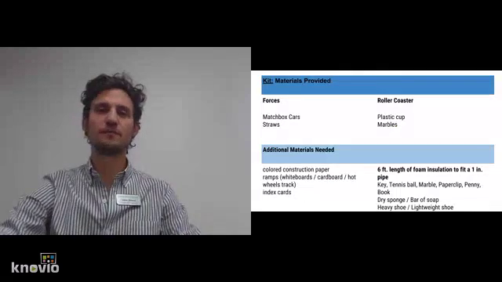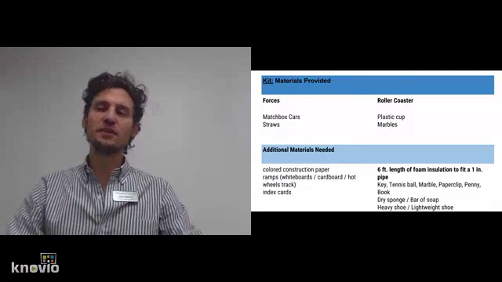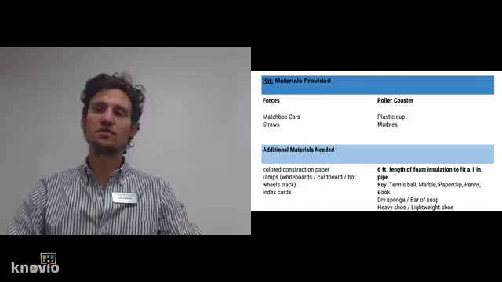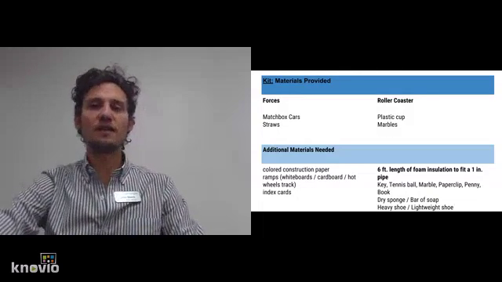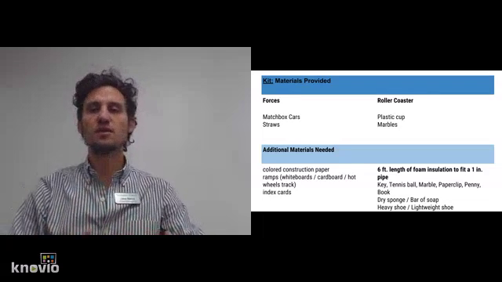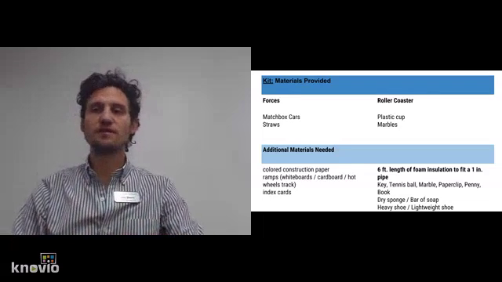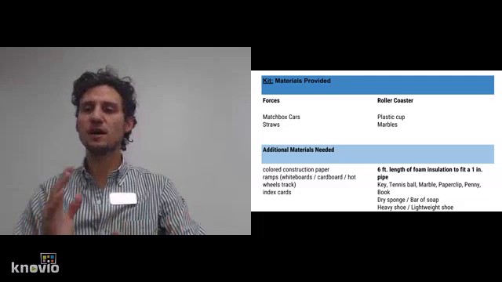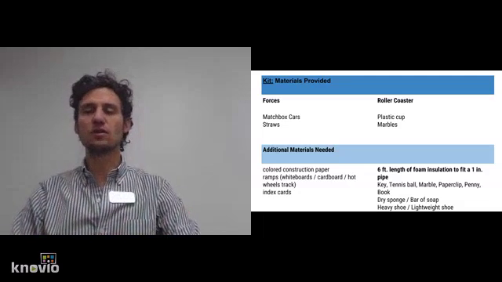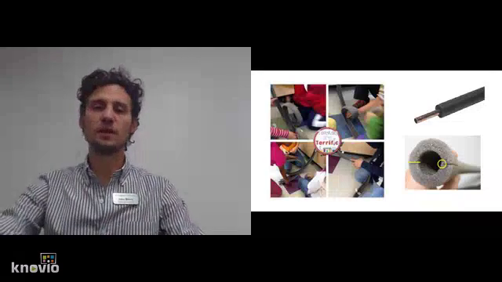When you look at the kit materials provided, you get Matchbox cars, straws, plastic cups, and marbles. And then with that, students need things like ramps, index cards, and then one of the key things is 6 feet of foam pipe insulation cut in half. And those make roller coaster tracks, and we'll look at that a little bit later.